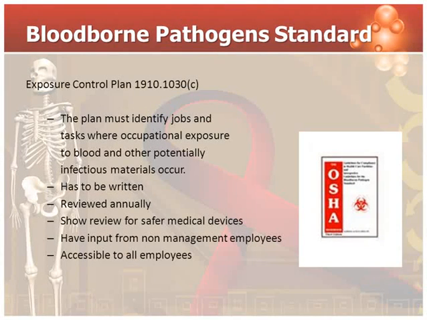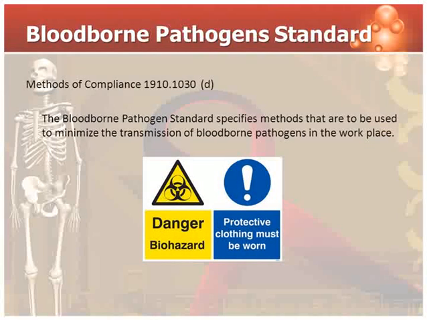The exposure control plan must identify jobs and tasks where occupational exposure to blood and other potentially infectious materials occurs. That plan must be in writing, reviewed annually, and reviewed for safer medical devices. It must have input from non-management employees and be accessible to all employees.